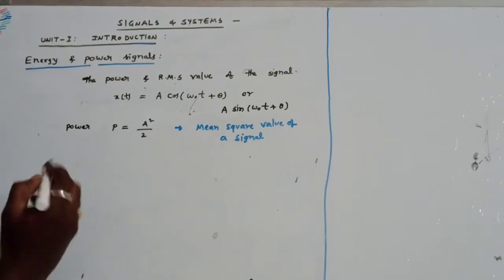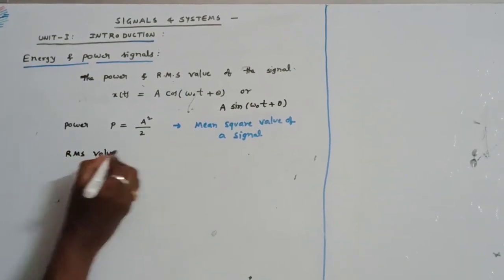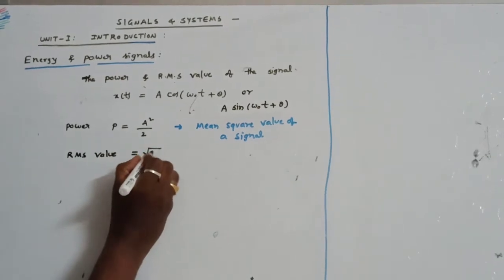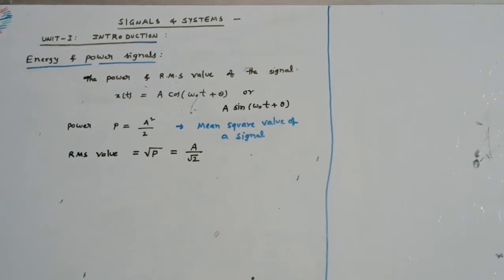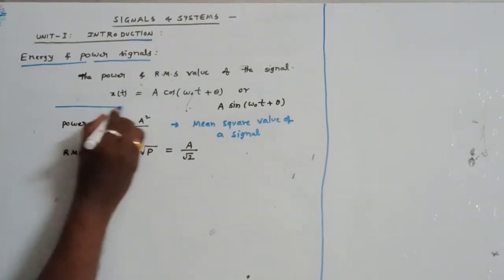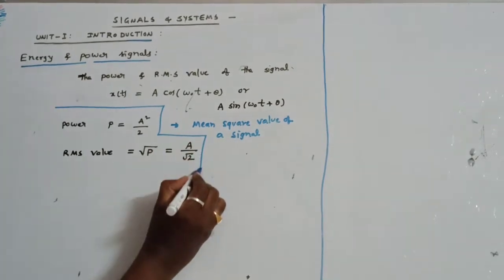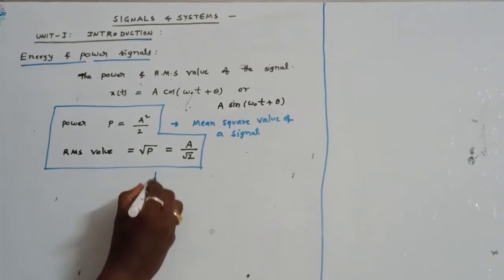What is the RMS value formula we have derived? The RMS value is equal to square root of power, which is nothing but A by root 2. So we use these two formulas to solve some of the problems today. Based on these formulas, we will solve some problems. Let us see those problems one by one.